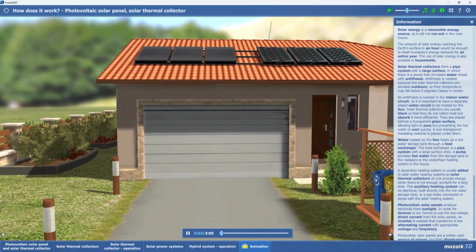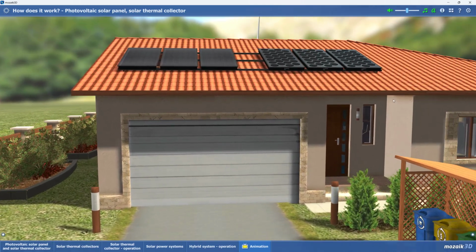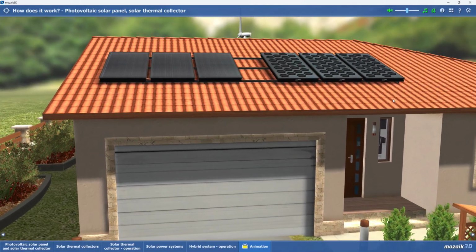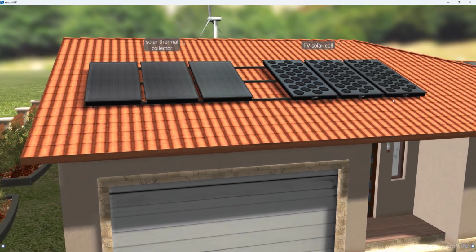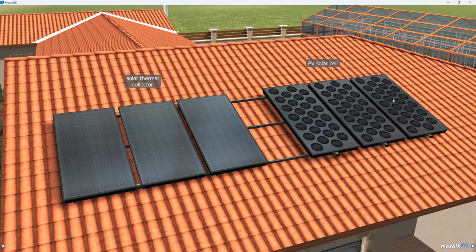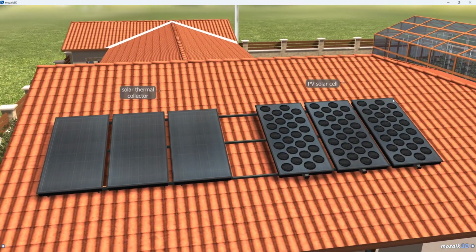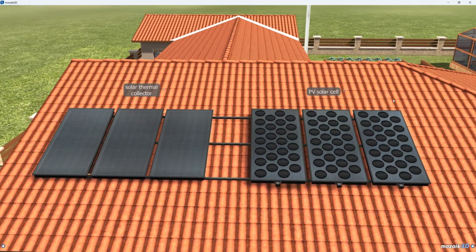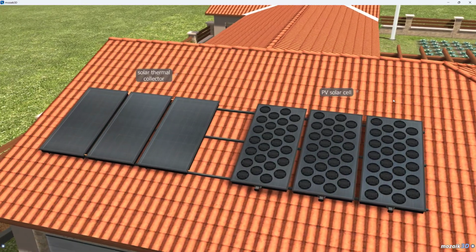Solar energy is a renewable energy source, so it will not run out in the near future. The amount of solar energy that reaches the Earth's surface in an hour would be enough to meet humanity's energy needs for an entire year. It is also possible to use solar energy in households.